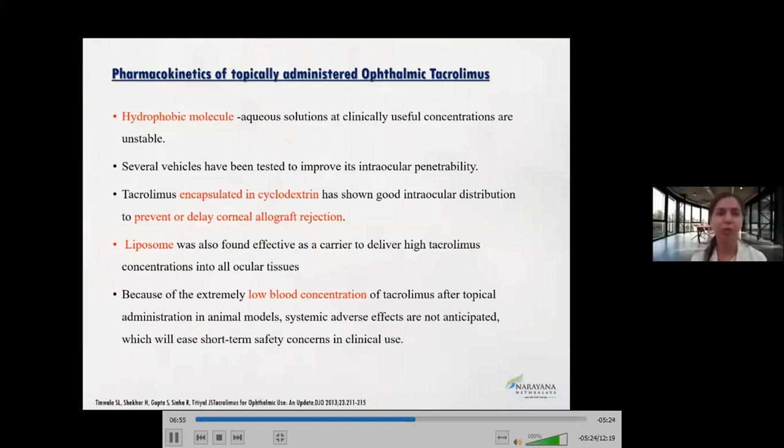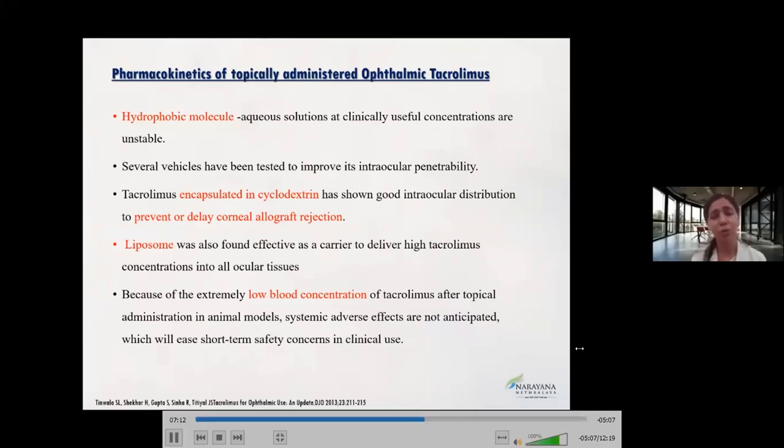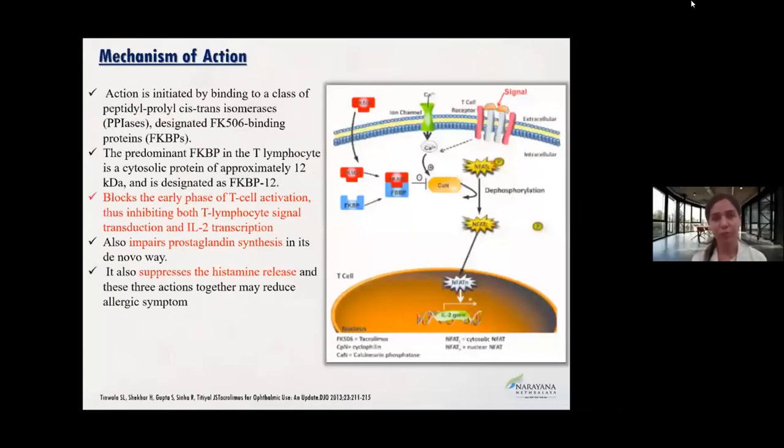Now, again, it's a hydrophobic molecule. So in aqueous solution, it's unstable. So again, it needs a vehicle. Tacrolimus encapsulated in cyclodextrin has been found to help even in cases of corneal allograft rejections. Other vehicles which have been used are liposomes. And because both these medications have a very low blood concentration in the topical administration, the safety is extremely good.